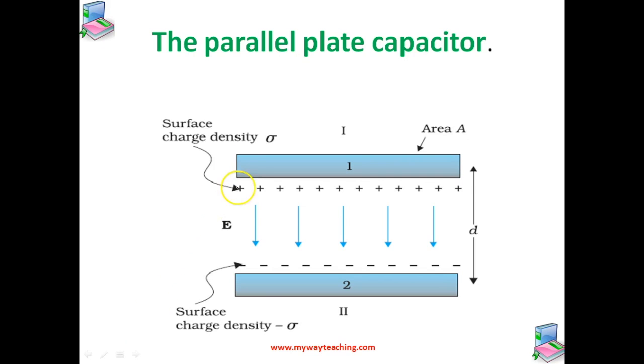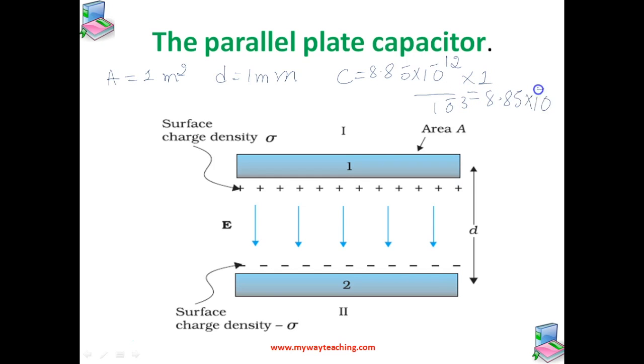For typical values like A is equal to 1 meter squared, d is equal to 1 mm, we get C is equal to 8.85 into 10 raised to minus 12 times 1 divided by 10 raised to minus 3. It is equal to 8.85 into 10 raised to minus 9 farad.